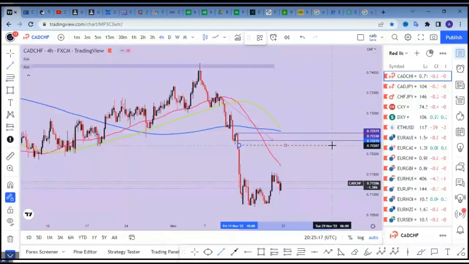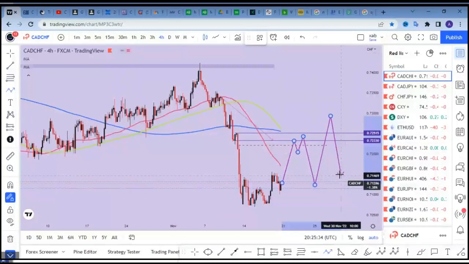All right, perhaps we take out liquidity from here, and after taking out liquidity, price comes this way. Price comes this way. Then we eventually get this. So that's my bias on CAD CHF.